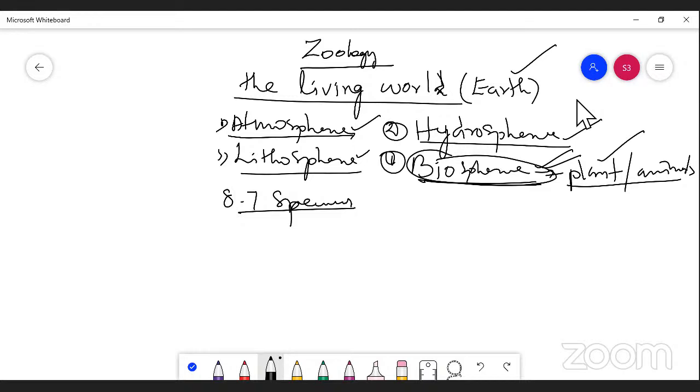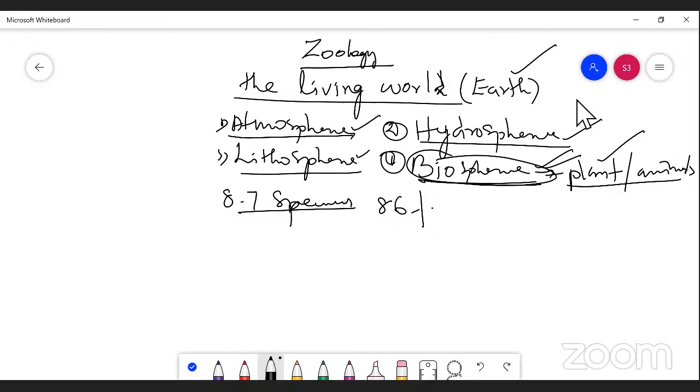The study report says 86% of species are land organisms. The remaining species are living in aquatic medium. So, from the earth's surface, 8.7 million organisms are estimated to exist. Approximately 8.7 million living organisms are present in the world.